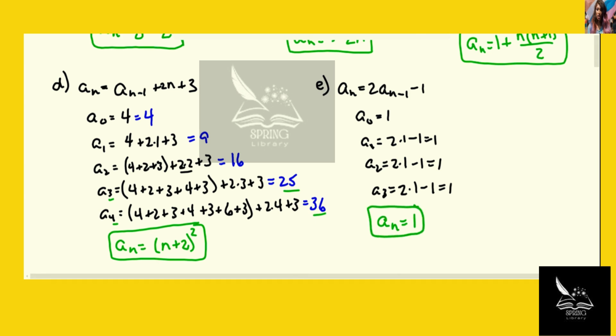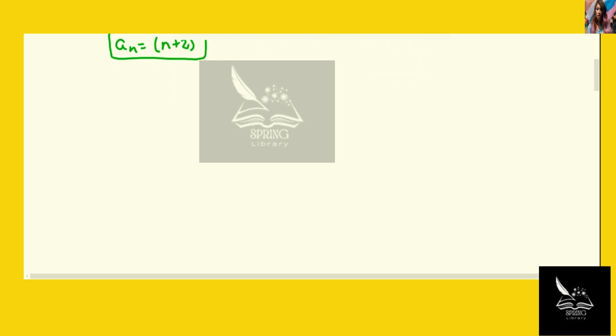So in this case, my sequence is 1. Every single term is going to be 1. It doesn't matter which n I'm at. So let's look at F.